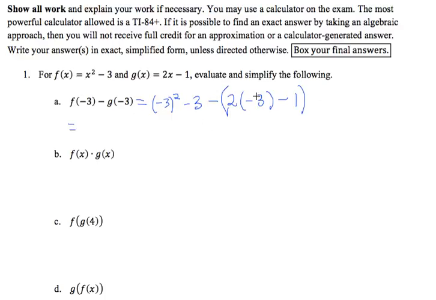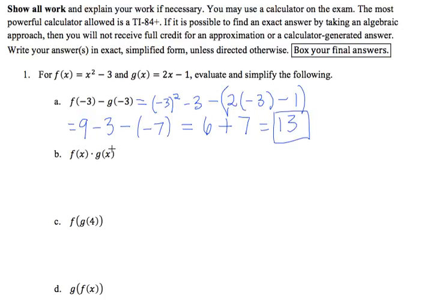And then we just compute out this number, so negative 3 squared is 9, minus 3 minus, inside these parentheses we'll have negative 6 minus 1, which is negative 7. So 9 minus 3 is 6, and then the minus negative 7 becomes plus 7, or 13.